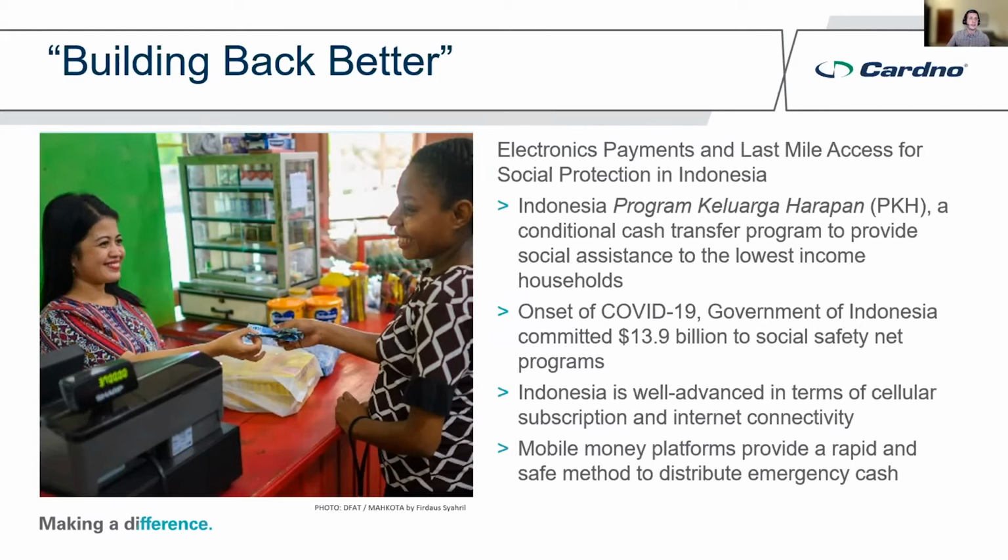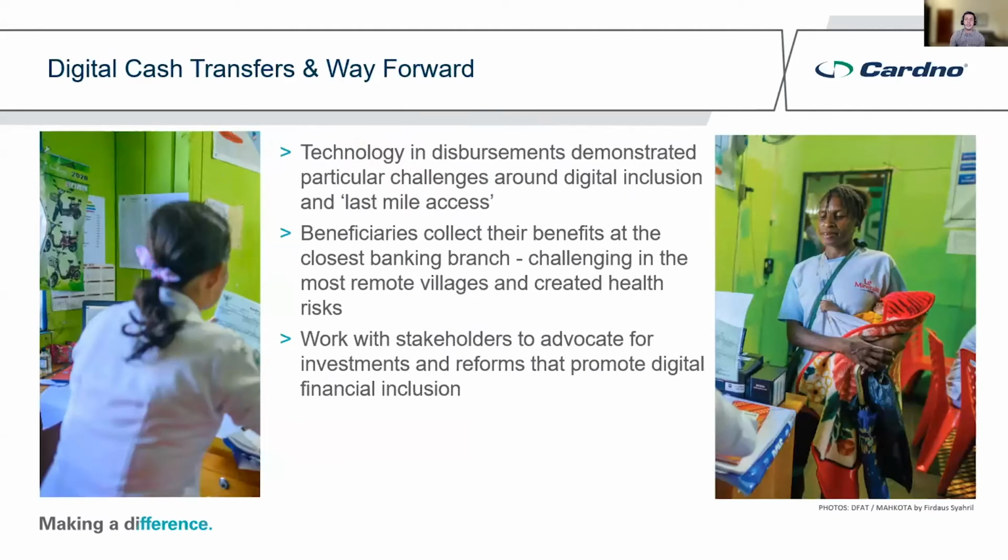And to highlight this aspect of it, we did a study on one of our programs that's funded by DFAT called Makota around last mile access and how that has been impacted in the pandemic. So this program looked at villages that were beneficiaries of the PKH program in the Papua province, which is one of the most remote provinces in Indonesia.